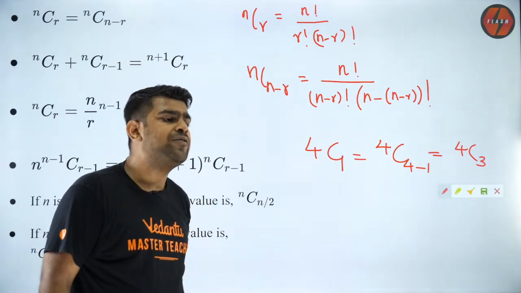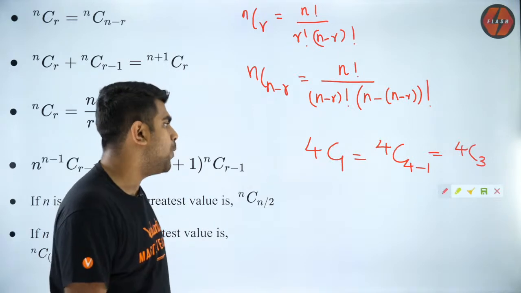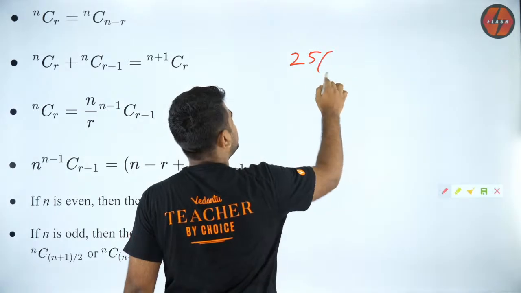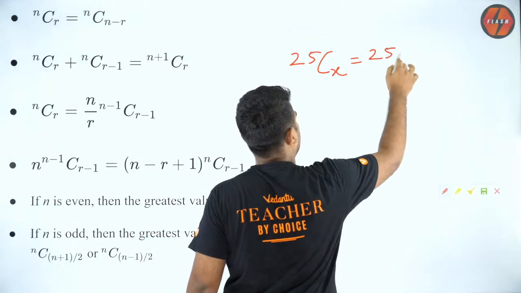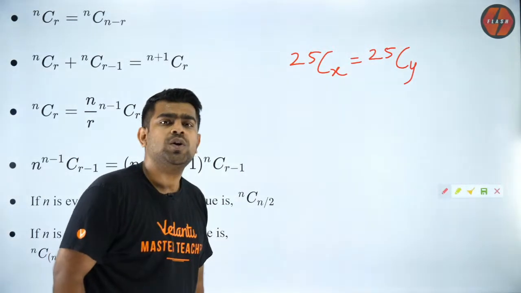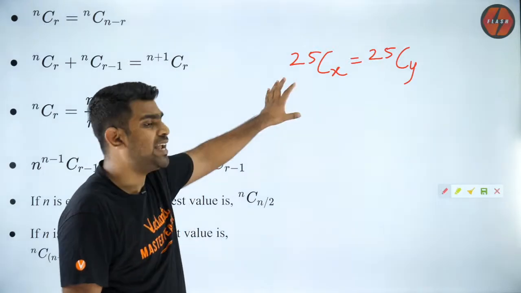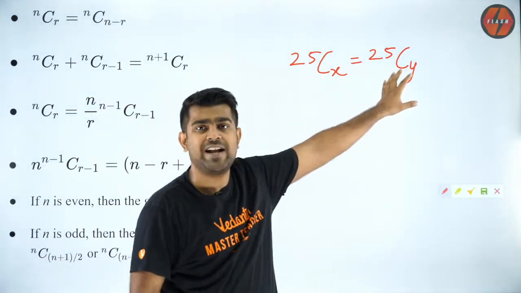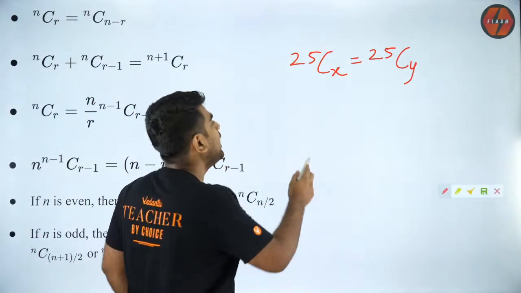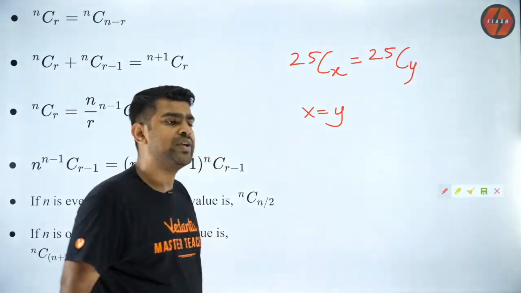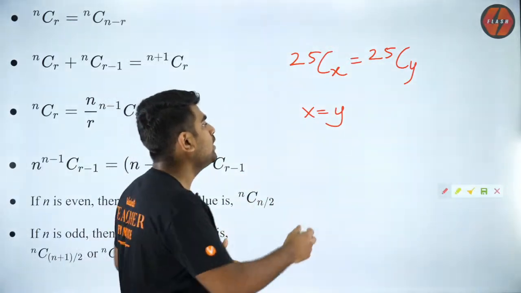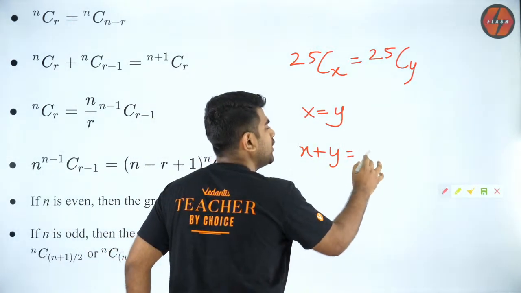So guys, you have to understand something very important over here. Listen carefully. If I ask you, for example, let's say 25Cx is equal to 25Cy, can you tell me what this means? If I say 25Cx is equal to 25Cy, can you infer something from here? You can say that either x is equal to y, or you can also say that x plus y is equal to 25. Don't you all agree?